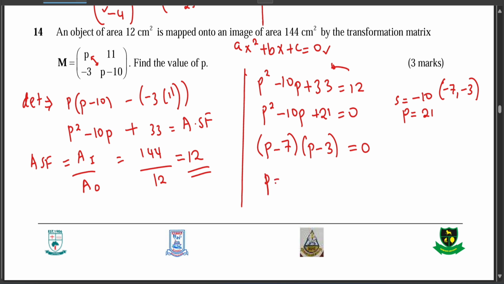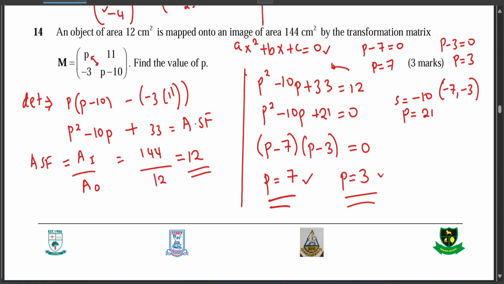So the first one, P ya kwanza ni P equal to 7. Because P minus 7 equal to 0, so the -7 just migrates to the other side. P minus 7 is equal to 0, so P itakuwa ni +7. And also for -3, P minus 3 equal to 0, so P equal to +3. So P equal to 7 and P equal to 3. So two answers.